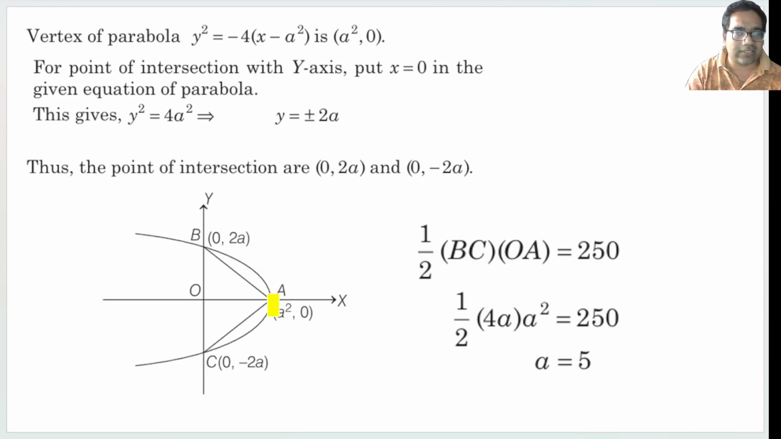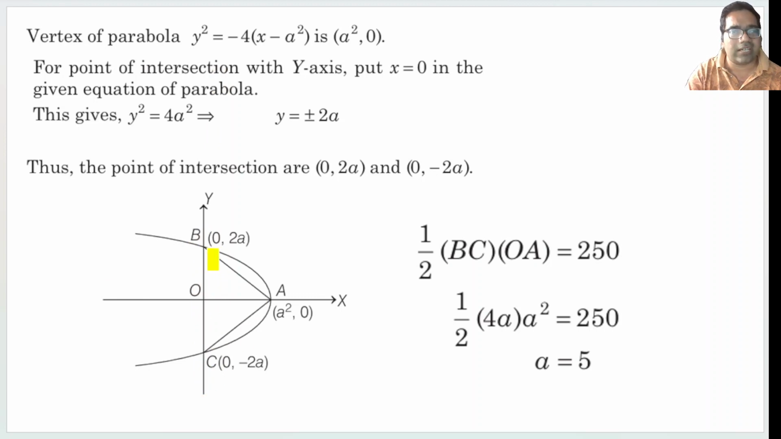Now this is one vertex of the triangle. The other two vertices are these 2 points. Now how to find these 2 points? Because these are on the y-axis, obviously x is 0. Then let us just substitute x equals 0 in this. So what I get? y square equals minus 4 into 0 minus a square, that's minus 4 into minus a square, which is 4a square. So y square equals 4a square, y equals either plus 2a or minus 2a. So we got both the vertices.